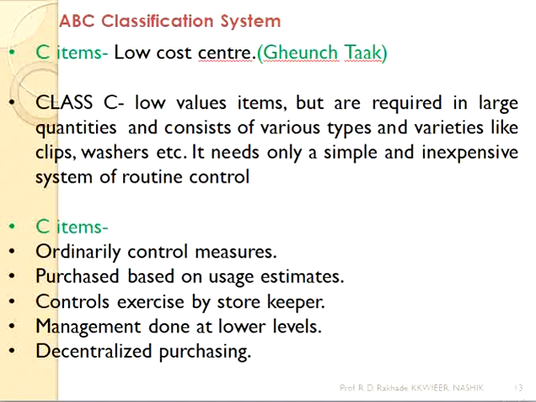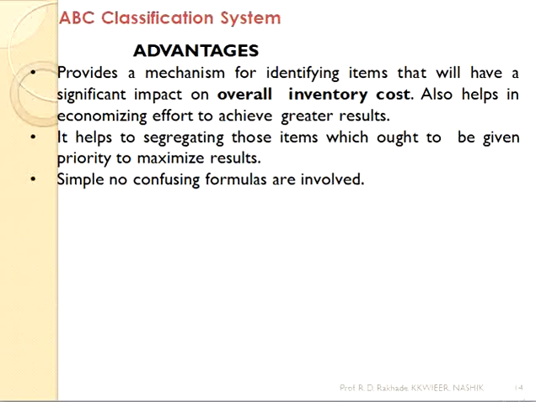So we already discussed decentralized in our previous video, meaning purchasing authority is given to lower levels also. There are certain advantages of ABC classification, such as a significant impact on overall inventory control, that is, an economical effort to achieve great results. It helps to segregate those items whose outgo is a priority for maximum result, and simple, no confusing formulas are involved, such as the mathematical formula involved in EOQ.